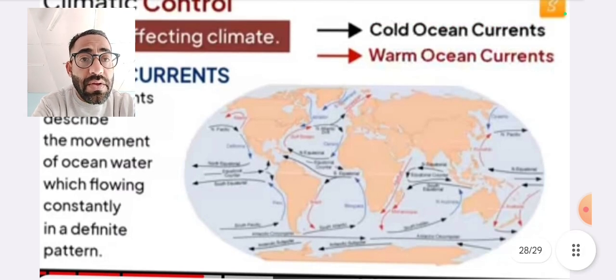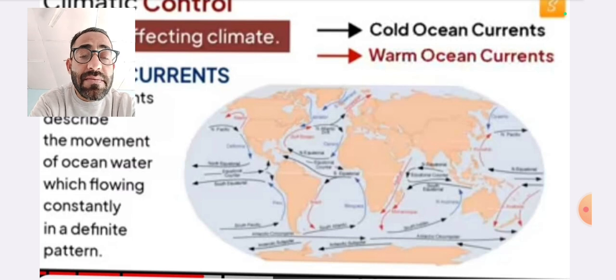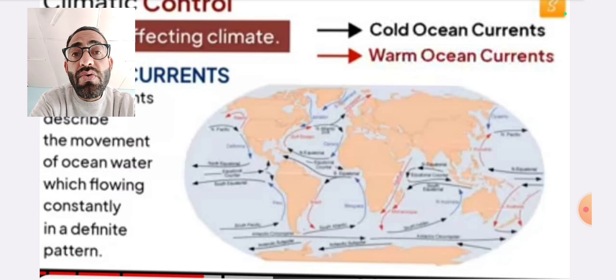Okay, on this map you will find some arrows with black color and some arrows with red color. The arrow designated as black color represents cold ocean currents, and the arrow designated with red color represents warm currents. When these cold ocean currents hit the land, they make the land cold, and when these warm ocean currents collide or hit the land, they make the land warm.